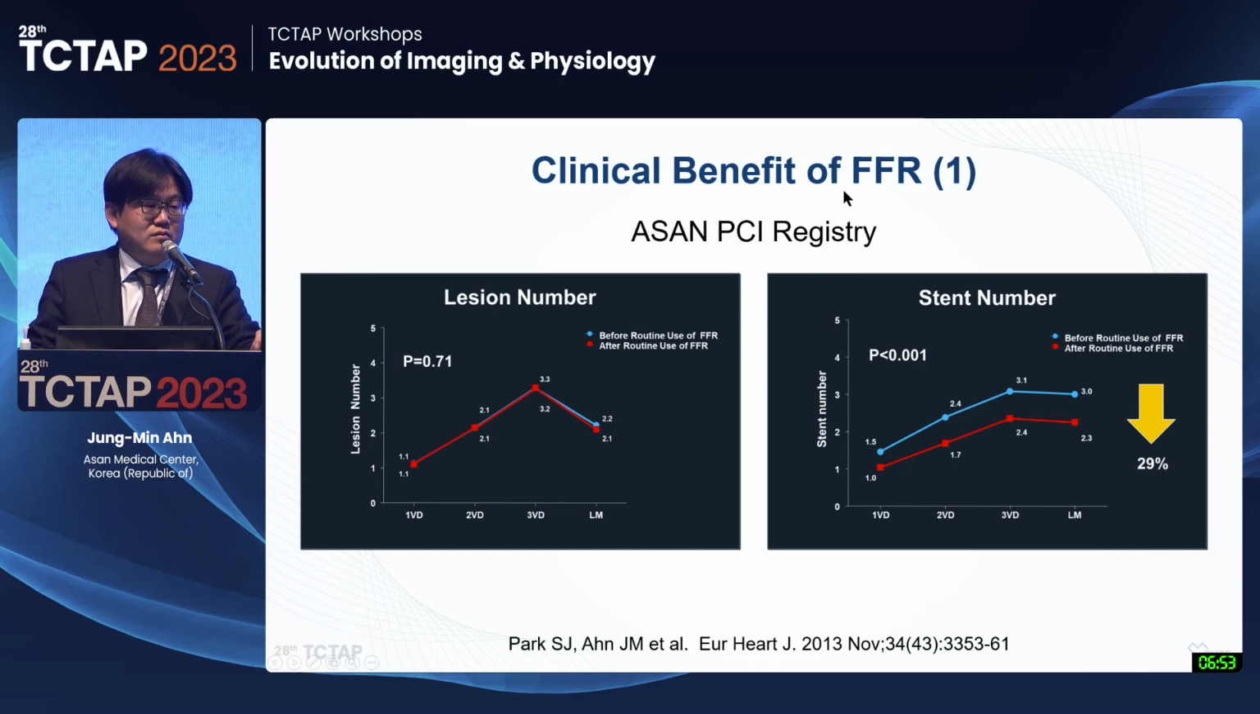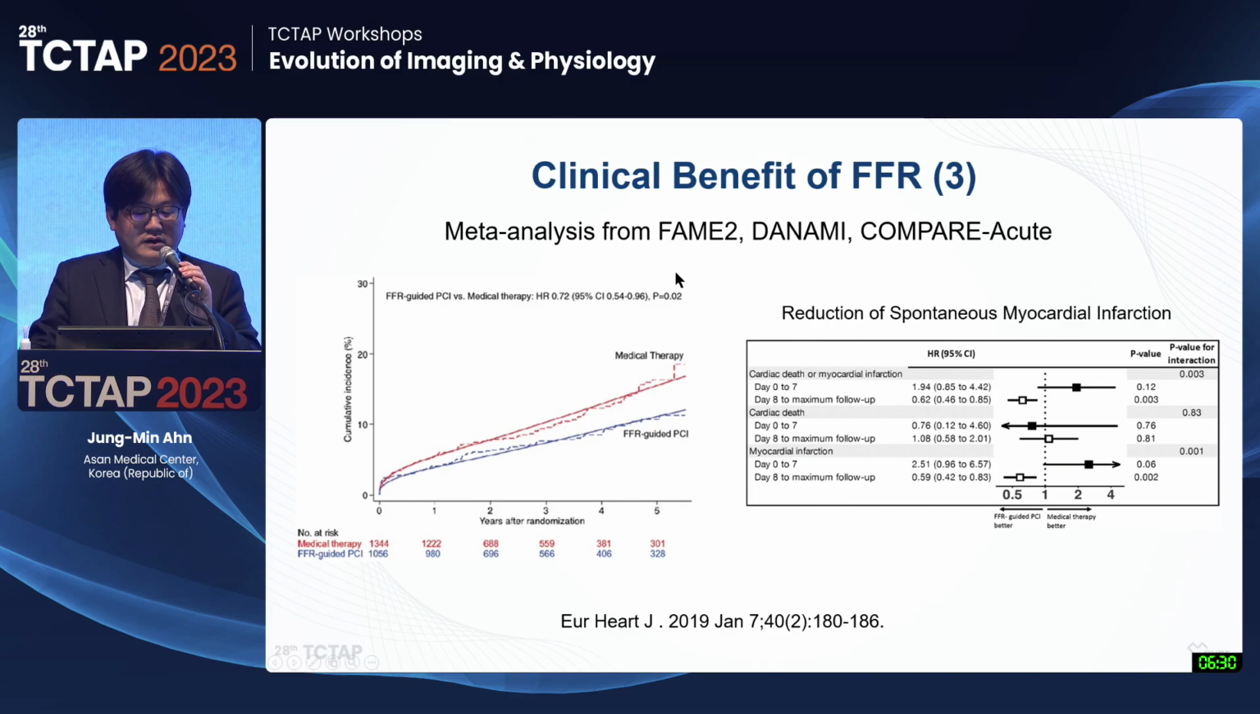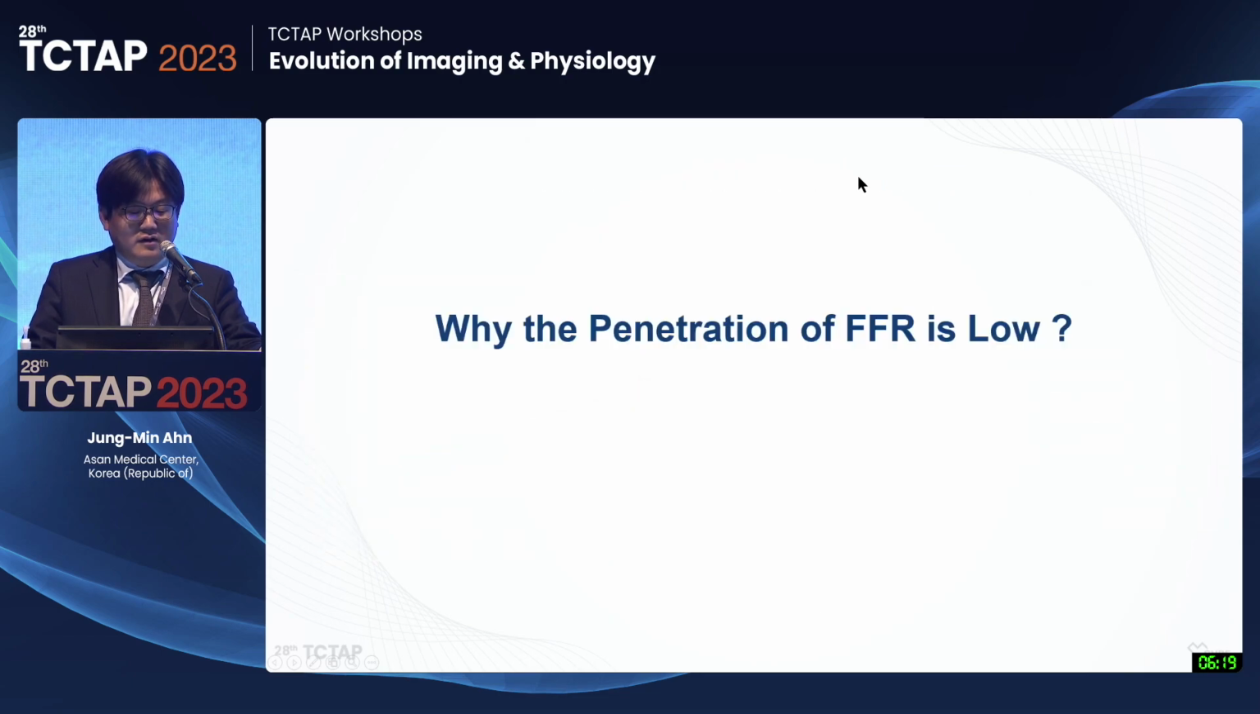So what is the advantage of coronary physiology based on our registry? After routine FFR, stent number decreased. So stent number decreased and stent-associated complications also decreased, mostly due to reduced periprocedural myocardial infarction and reduced repeat intervention. In addition, a meta-analysis from FAME2, DANAMI-3 DEFER, and COMPARE-ACUTE demonstrated that FFR-guided PCI can reduce the risk of spontaneous myocardial infarction. Then there is lots of data, a very strong guideline, so why didn't physicians use FFR?